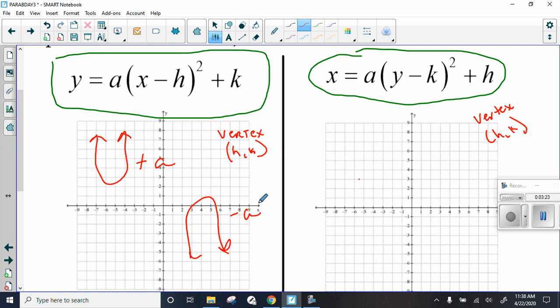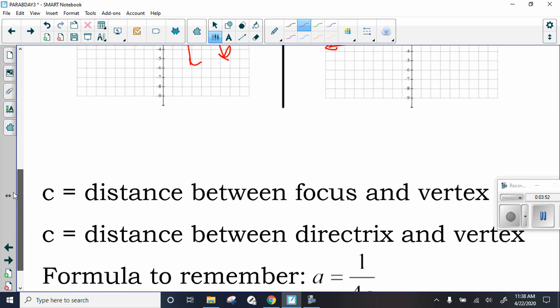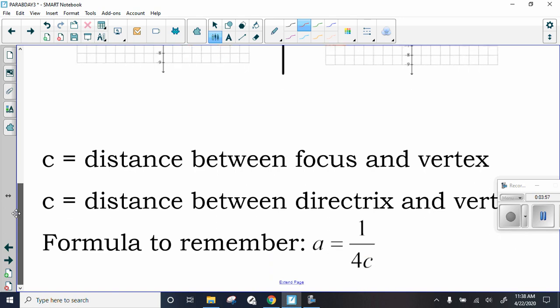So then on this one, when the a is positive, it's going to open to the right. When a is negative, it's going to open to the left. Our h, k is our vertex, so it's the opposite of what you see. And in both of these cases, the c distance is going to be the distance from the focus to the vertex, and directrix to vertex. And then our formula to find that c is a is going to equal 1 over 4c.